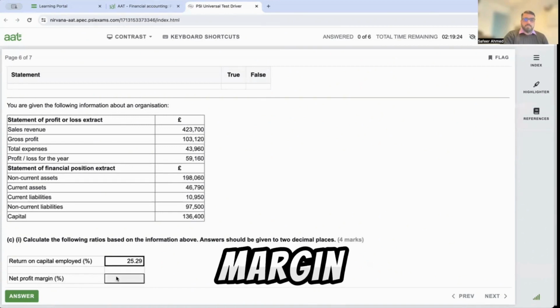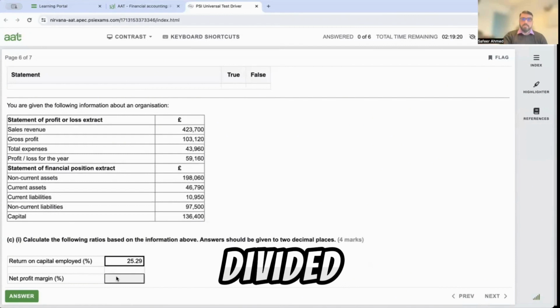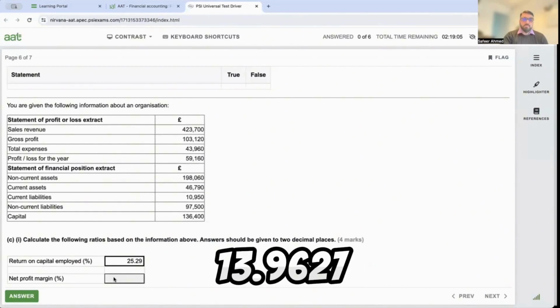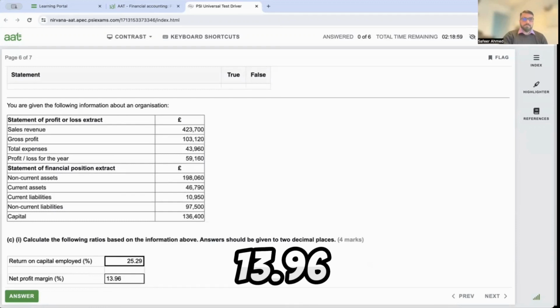And then net profit margin. The formula for net profit margin is profit for the year divided by sales times 100. So the profit for the year is 59,160 divided by sales revenue, which is 423,700, times 100. And that gives you basically 13.9627. So of course, up to 2 decimal places, it will be 13.96.